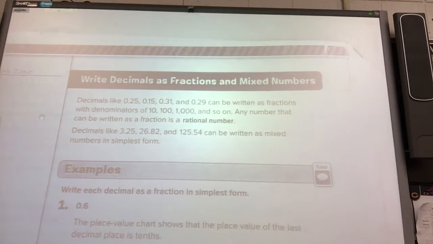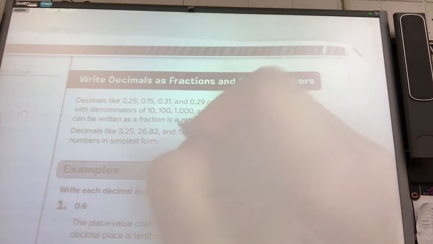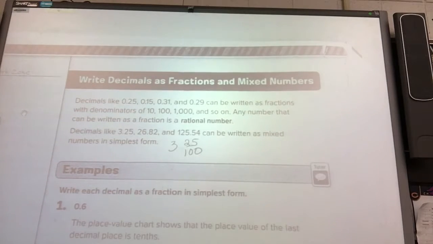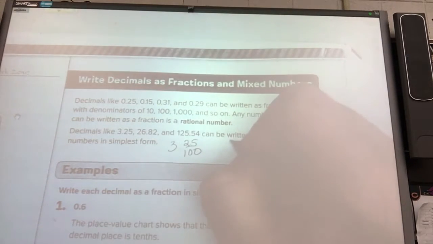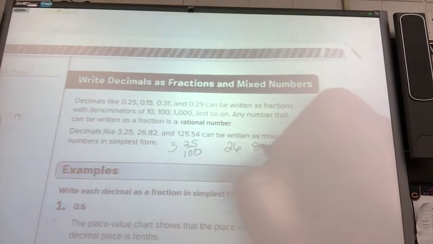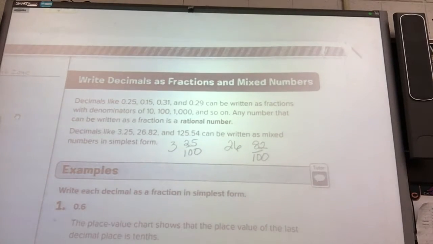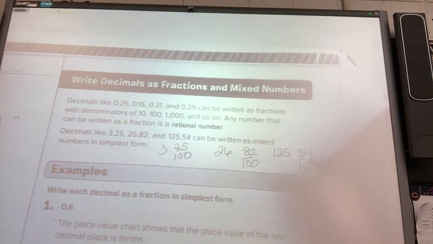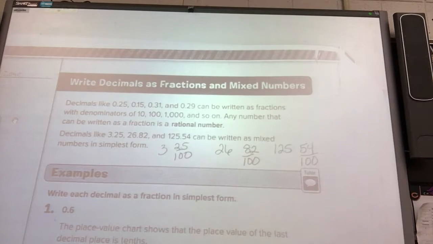Decimals like 3.25, 26.82, 125.54 can be written as mixed numbers in simplest form. So in other words, 3.25 would be 3 wholes and 25 over 100. That's how you would write that as a mixed fraction. 26 and 82 hundredths, so it's over 100. 125 and 54 hundredths would be 125 and 54 over 100. So if you want to write those as mixed numbers, that's how you would do that.